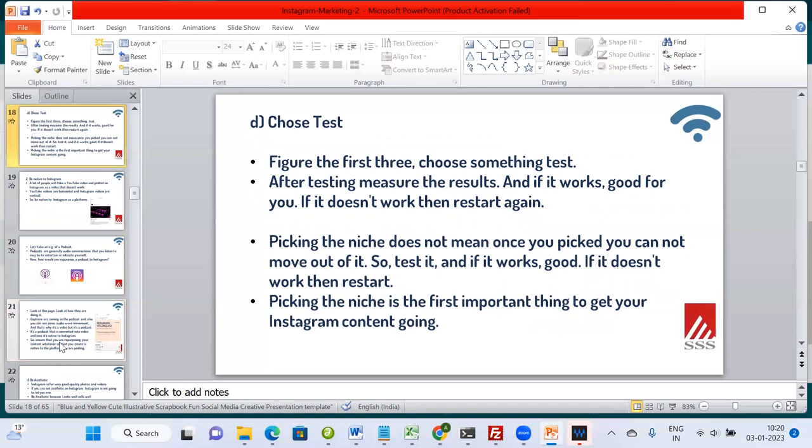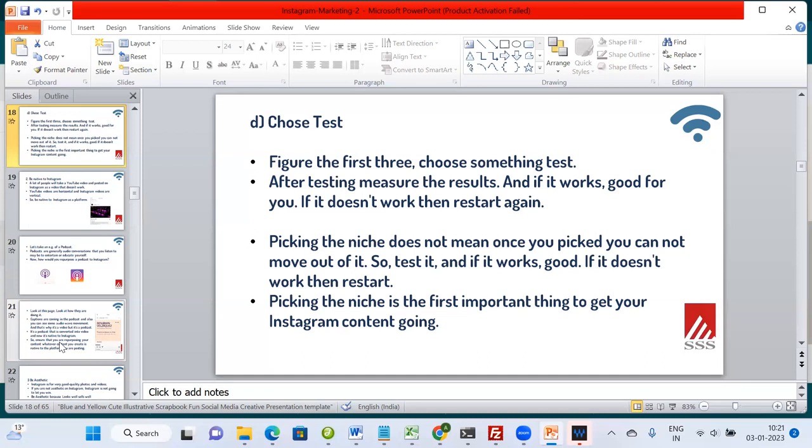But still, if we don't come up with any substantial result, then we can repeat this task again. After testing, measure the result, and if it works, good for you. If it doesn't work, then restart again. Suppose we developed a content which didn't work, then we have to start again and develop a new content.